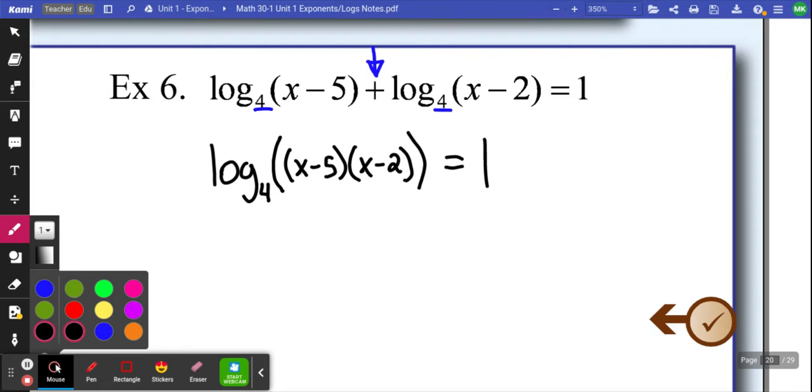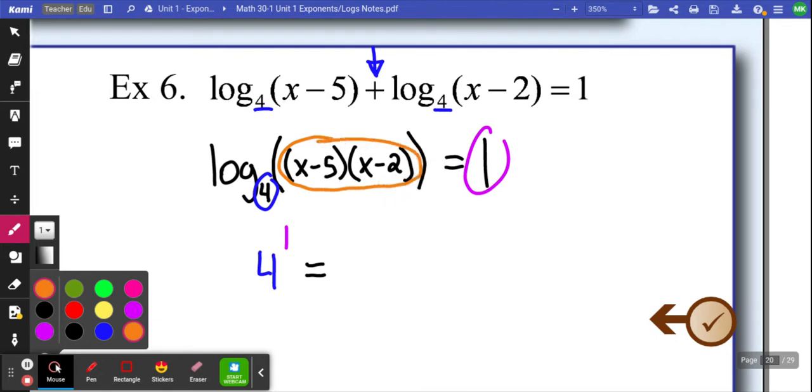Awesome. If you have one log and x is part of that log, you need to change to exponential form, right? I got one log, x is part of the log. That means I need exponential form. 4 is now the base of the power. 1 is now the exponent. And that argument comes over here. It is x minus 5, x minus 2.